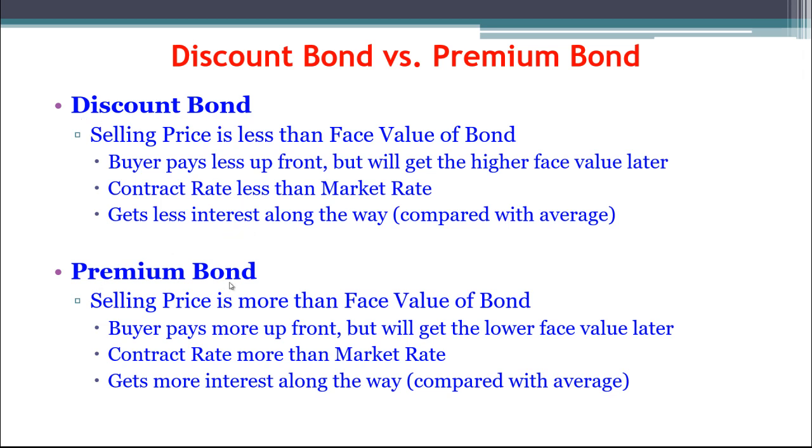Now the premium bond is the exact opposite. You have to pay more for this bond than what you're going to get back in 10 years, the face value of the bond. Now the reason for this is that the contract rate of interest that is being paid is more than what's in the market at this point in time. So you're buying this bond, you're getting more interest than others are on average, and you had to pay for it to get this quote-unquote good investment.